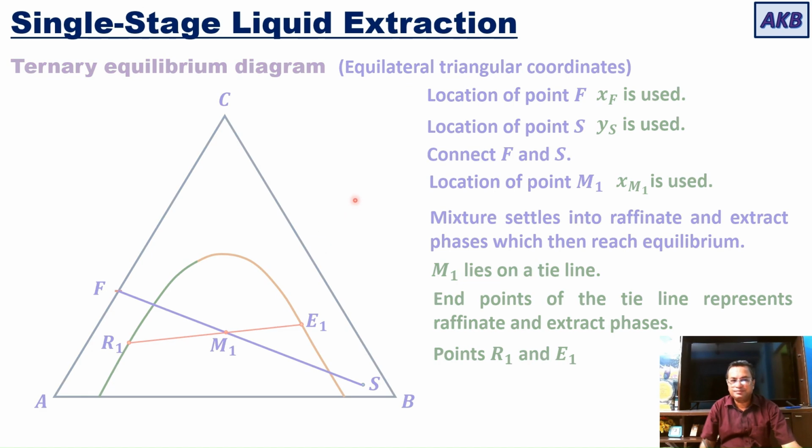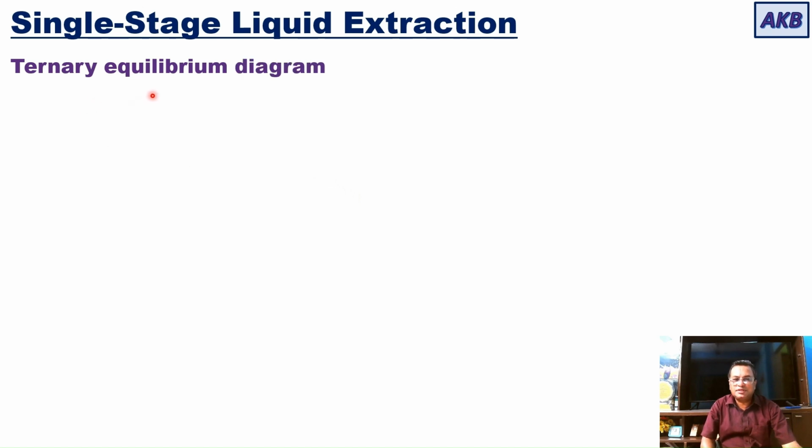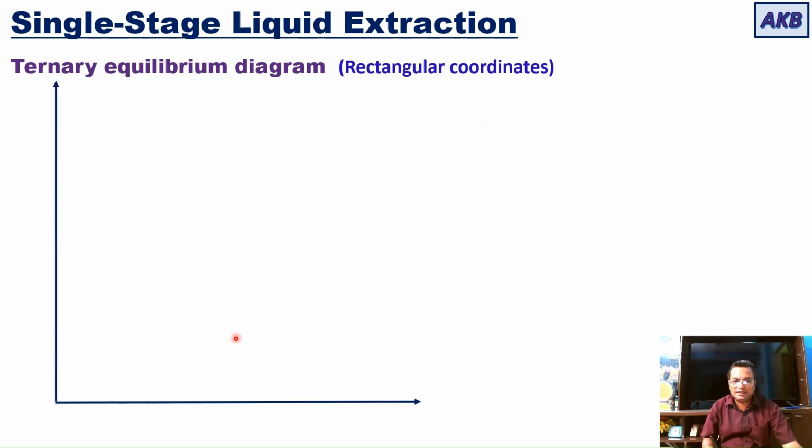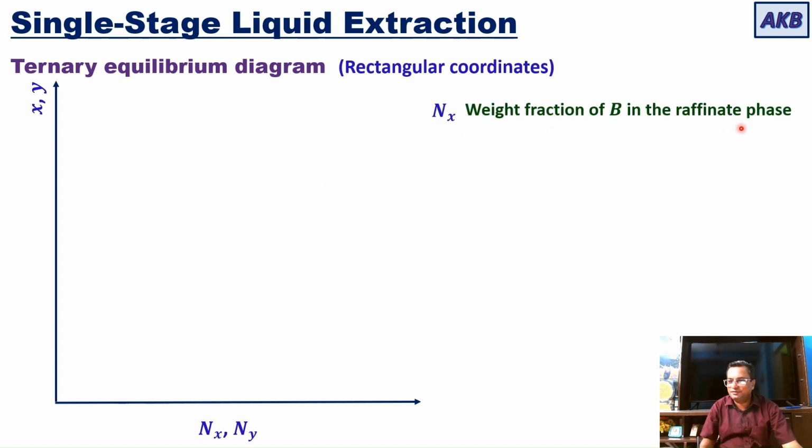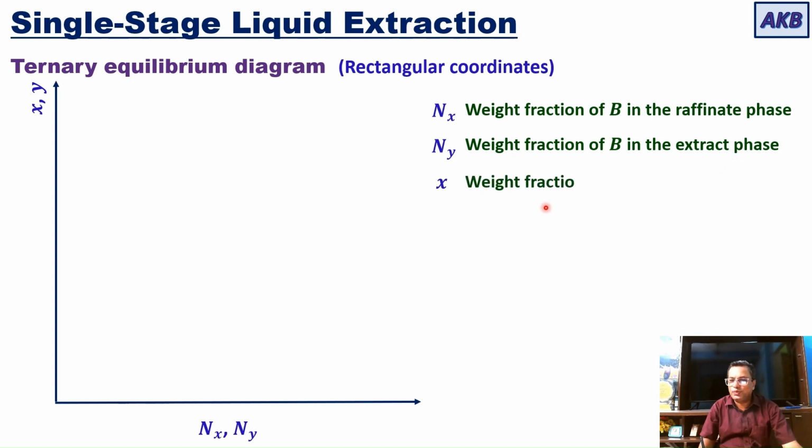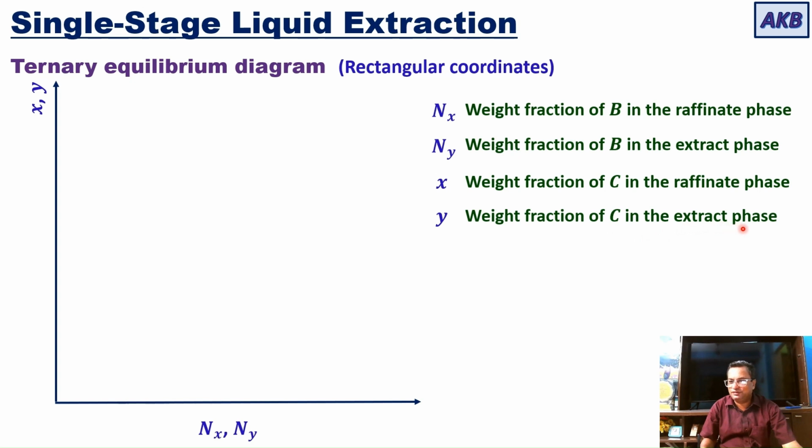Let us move ahead. Now let us talk about the Ternary equilibrium diagram, which is drawn on rectangular coordinates. So for that, we will be plotting nx and ny. I will tell you what these are on the x-axis, and x and y on the y-axis. In this case, nx is the weight fraction of B in the raffinate phase. ny is the weight fraction of B in the extract phase. x is the weight fraction of C in the raffinate phase. y is the weight fraction of C in the extract phase.